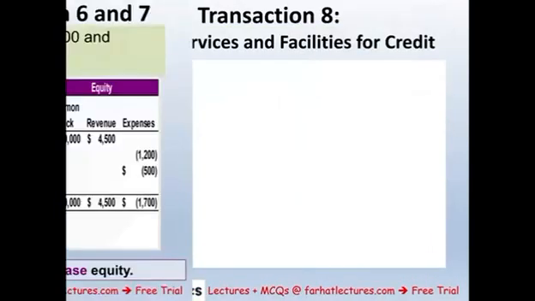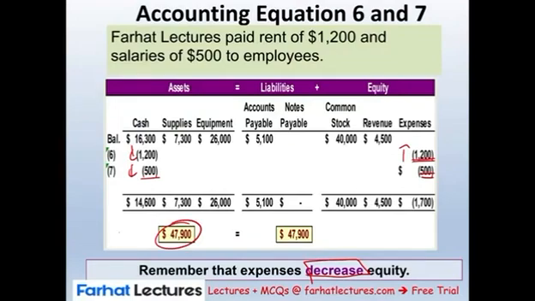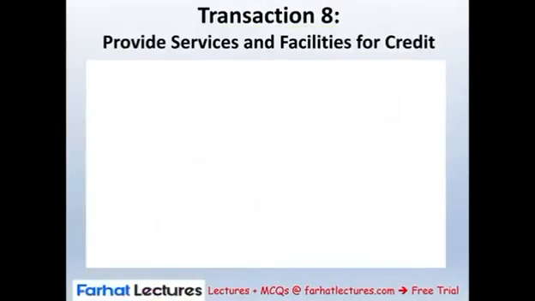Here, notice what happened to total assets. Total assets are 47,900, which is 1,700 less than before because we used up the asset, and our liabilities and equities went down also by 1,700 because we incurred expenses. Let's take a look at this transaction.